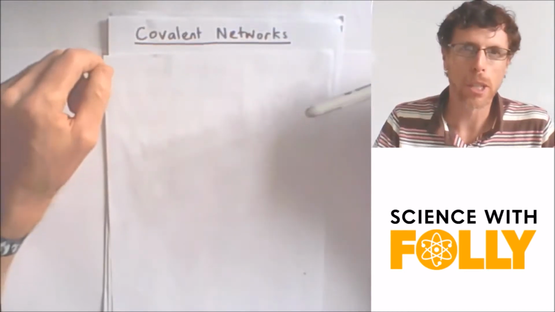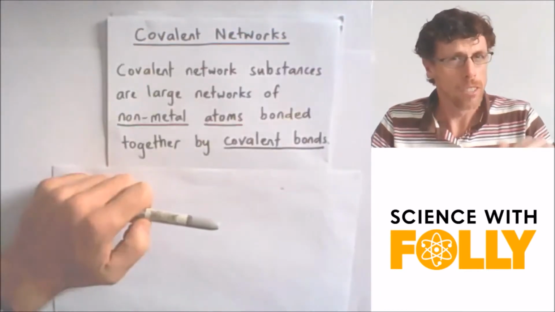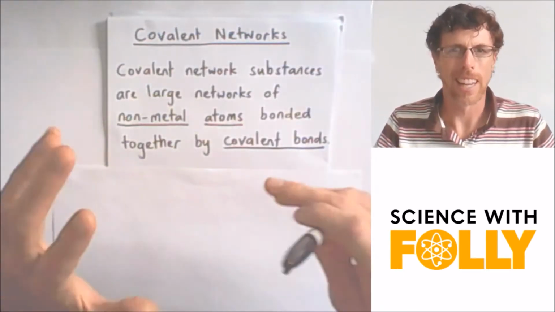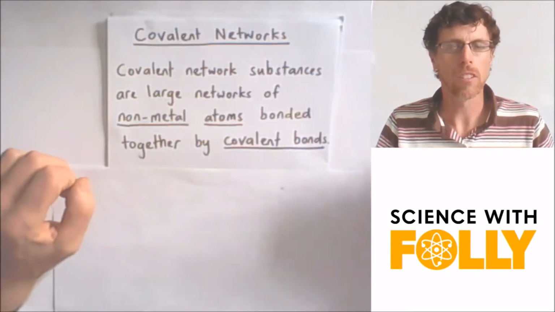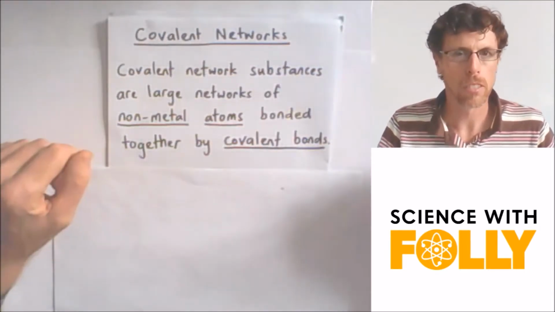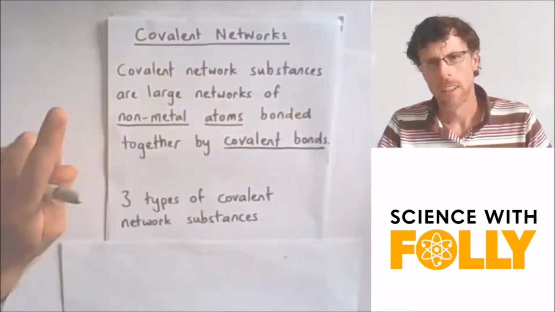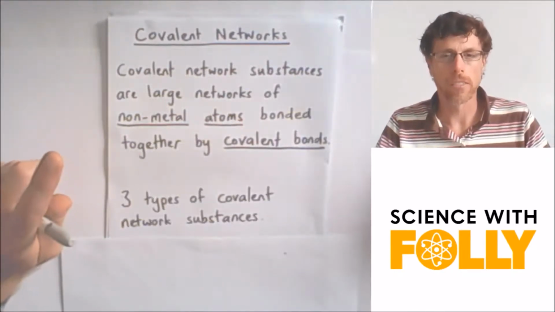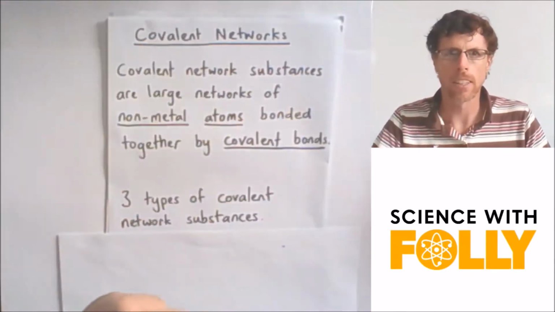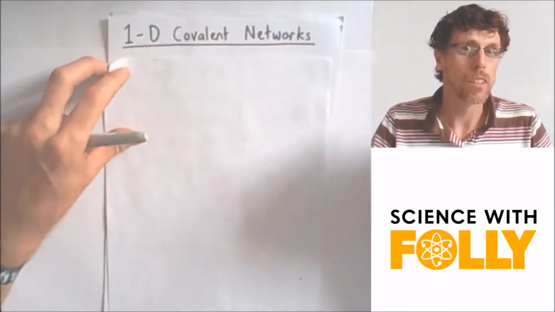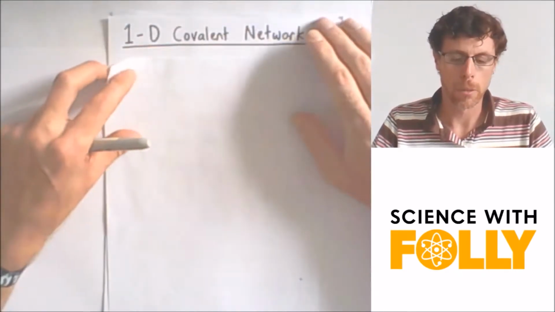Today, we're going to be learning about covalent networks. So covalent network substances are large networks of non-metal atoms bonded together by covalent bonds. And there's three main types of covalent network substances that you've got to know about. So let's start with looking at one-dimensional covalent networks.